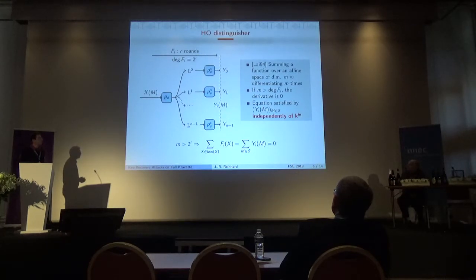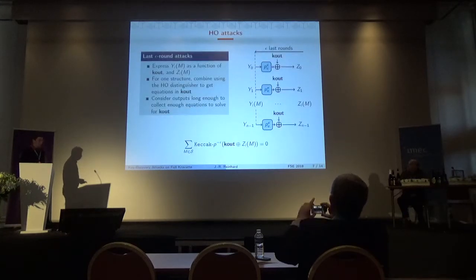It's well known that when you sum the images of a function over an affine space, you are in fact differentiating the function m times, if m is the dimension of the affine space. And if the dimension is larger than the degree, then the derivative will be 0. This will give equations that are satisfied by the intermediate states independently of what happened during the compression function, and in particular independently of the input. So if the dimension is large enough, then you have a distinguisher on the intermediate state of the expansion layer.